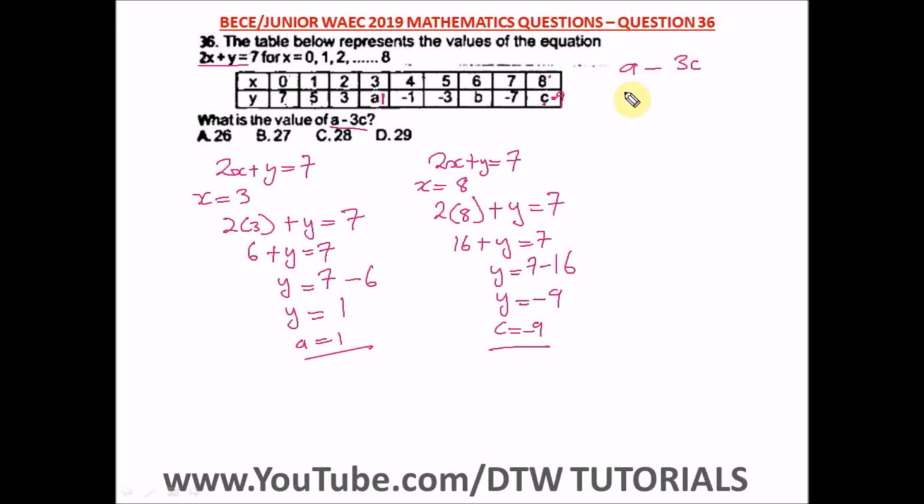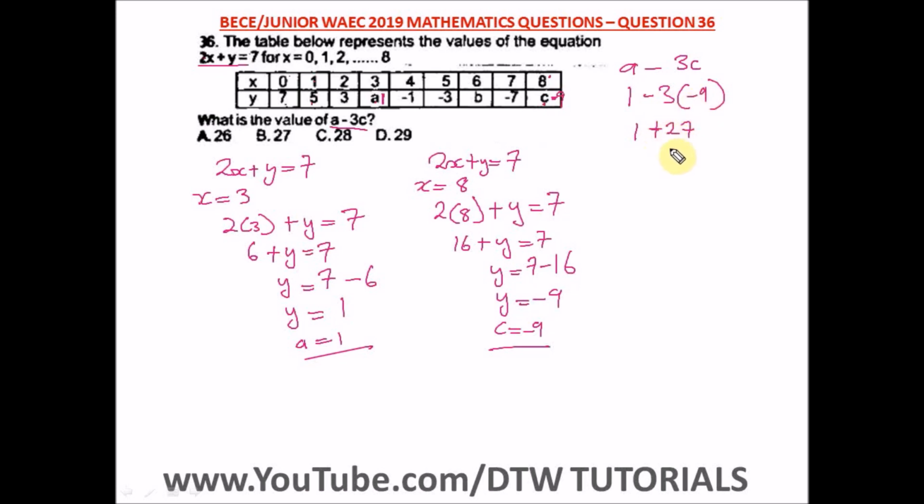So a is 1 minus 3 bracket, what is c? C is minus 9. So we have 1 minus 3 times minus 9 will give us a positive 27. Is that not it? 3 times 9 is 27. And minus sign times minus sign is equal to a positive sign.